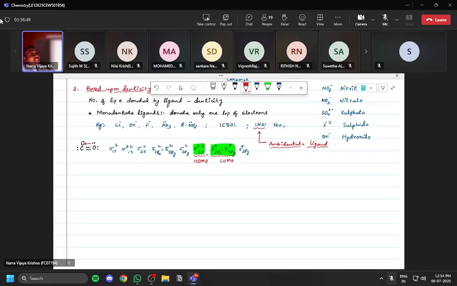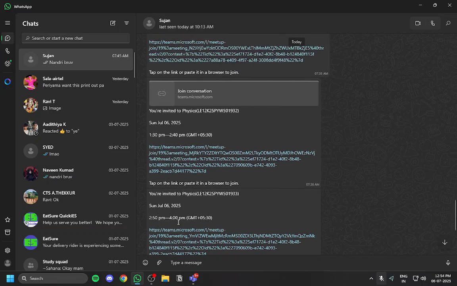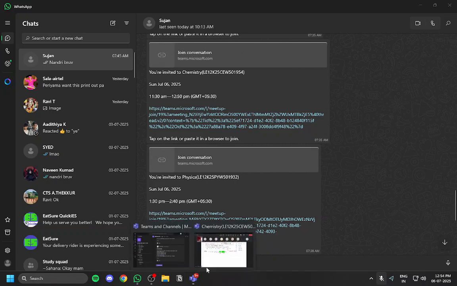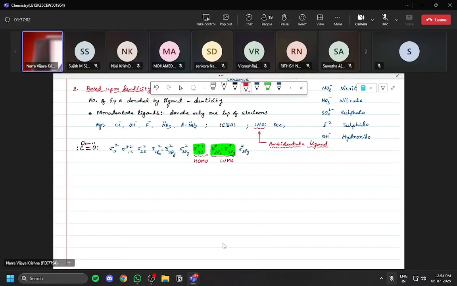When it is accepting electrons, in which orbital will it accept electrons? It will accept electrons into the pi star orbital. That's why it is called a pi acceptor ligand, a pi acceptor sigma donor. So it is an example of a sigma donor pi acceptor ligand.